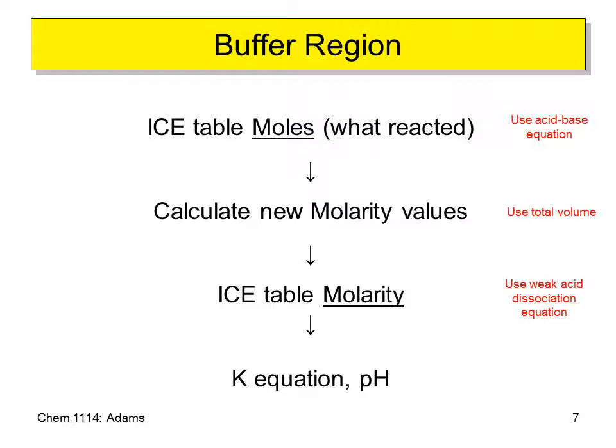Next, step 2, we'll calculate new molarity values using the total volume. Third, we'll use an ice table based on these new molarity values, and we're going to use the weak acid dissociation equation. Then we'll use the Ka equation and get the pH. So this is our basic methodology for calculating the pH at any point on your curve.